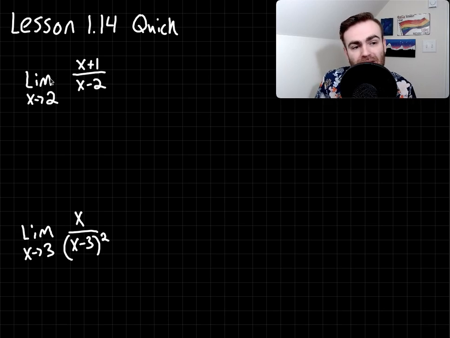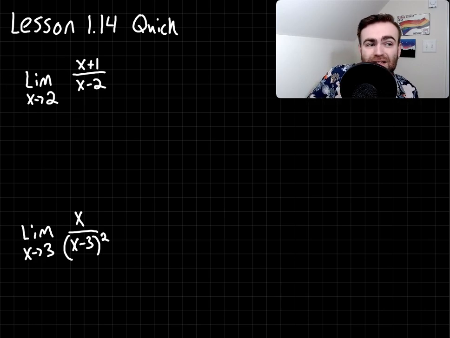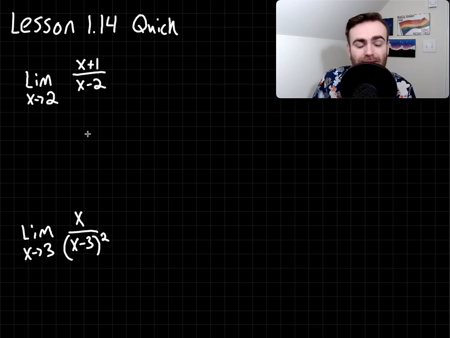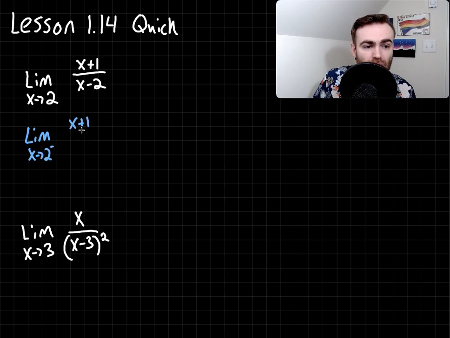So we have the limit of this rational function as x approaches 2, but I notice that if I substitute in a 2, I just divide by 0. So I can't direct substitute. And I really can't do any simplification either. So what I'm going to do is take the left-hand and right-hand side limits and see what happens.